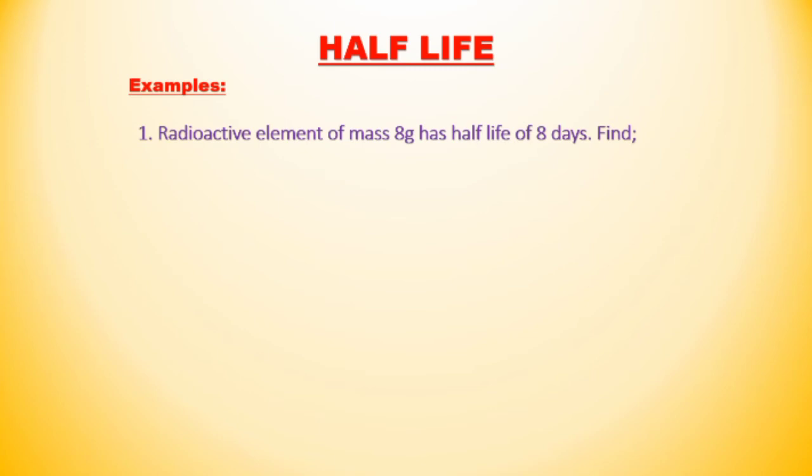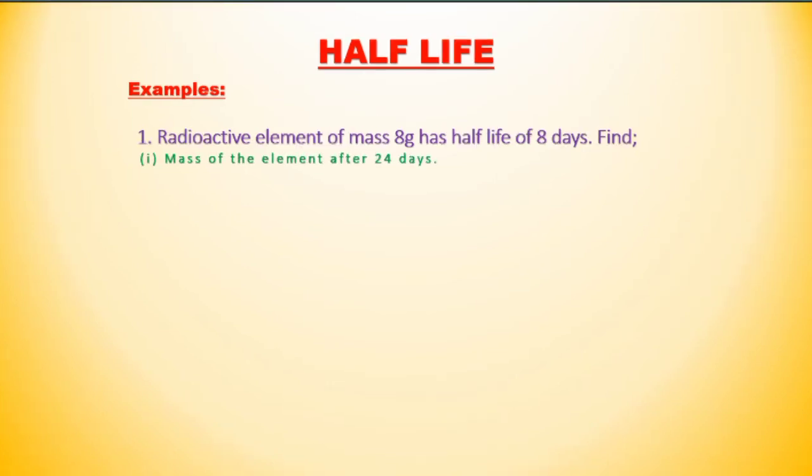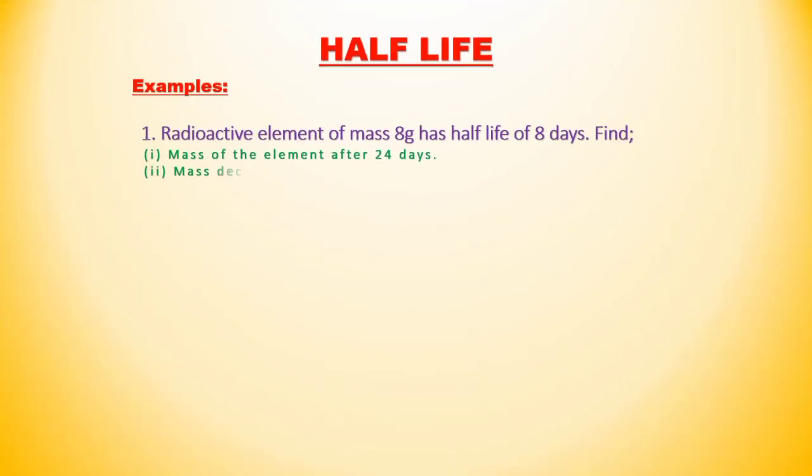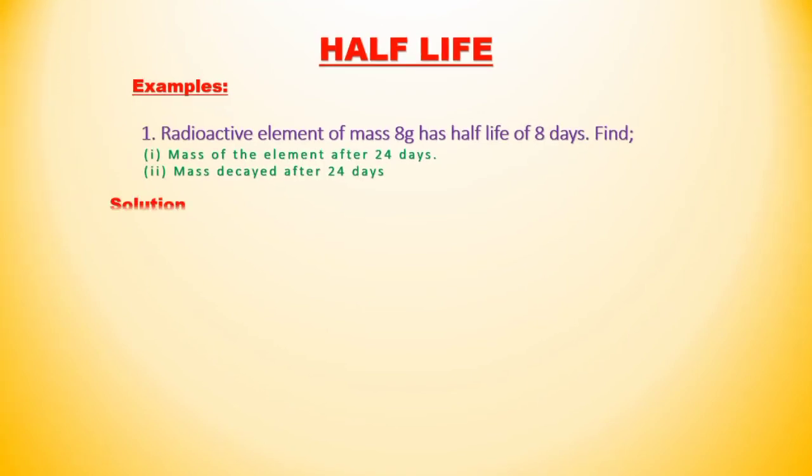Now let's look at one example. A radioactive element of mass 8 grams has a half-life of 8 days. We want to find the mass of the element after 24 days, and the mass decayed after 24 days. The solution is, from the question above, N0 is 8 grams and t is 24 days. Half-life is 8 days. Nt is the one we are looking for.